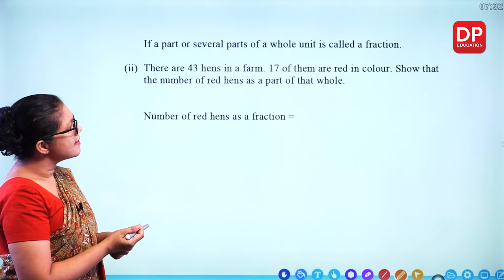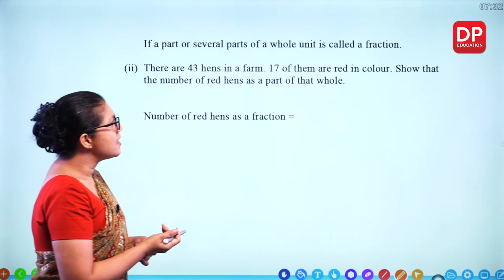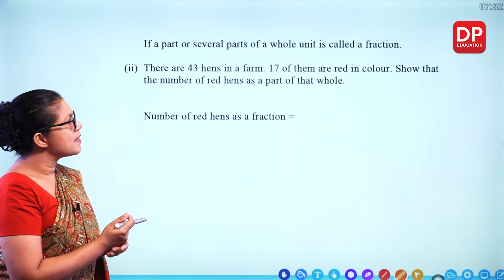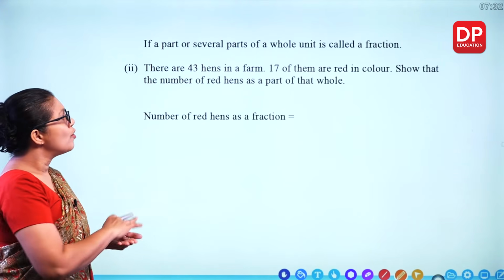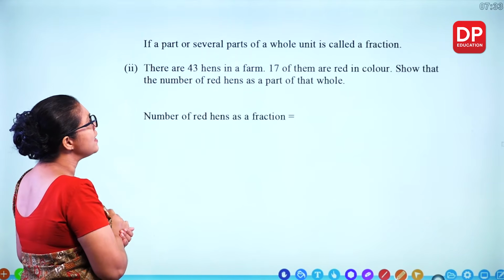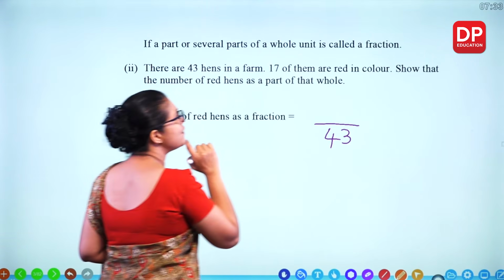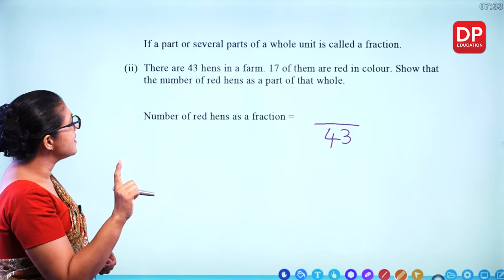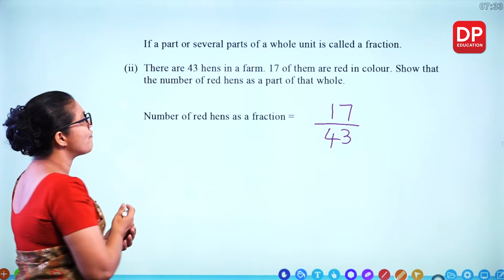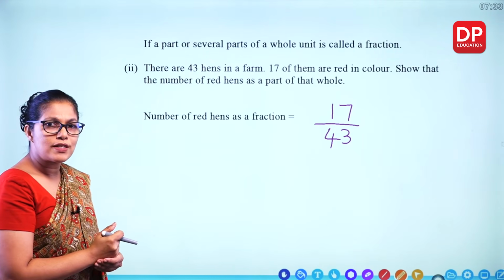Now let's take this example. There are 43 hens in a farm. 17 of them are red in color. Show the number of red hens as a part of that whole. So this is the number of hens in a farm. Altogether how many hens are there? 43. Out of 43, how many red hens are there? 17. So we can write the number of red hens as a fraction, 17/43.